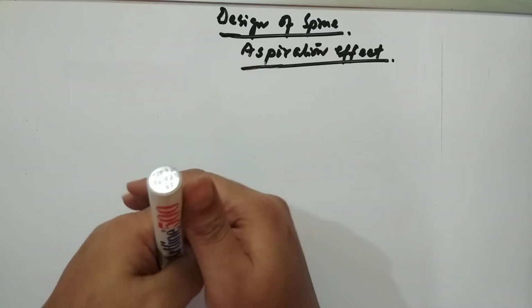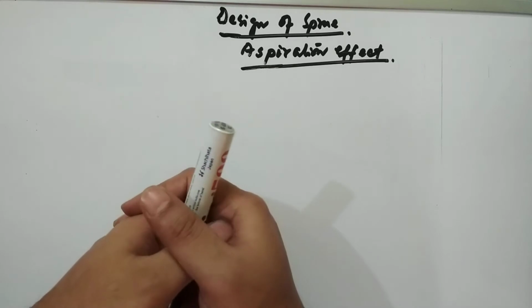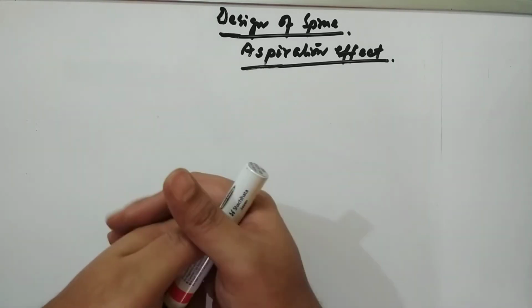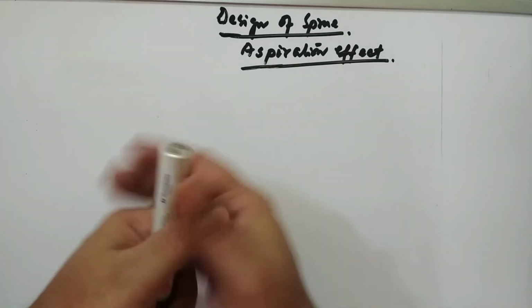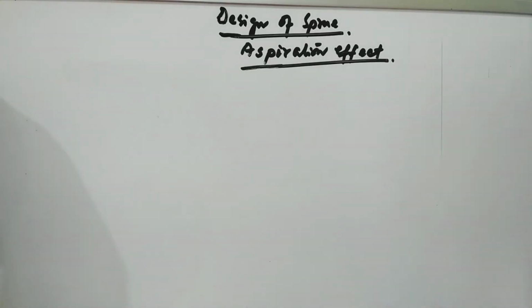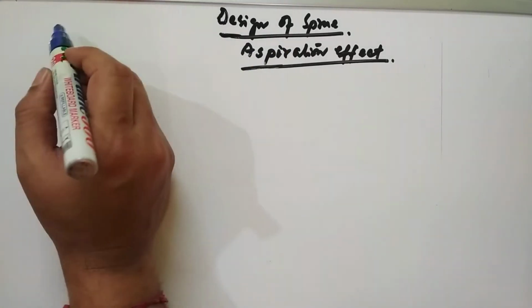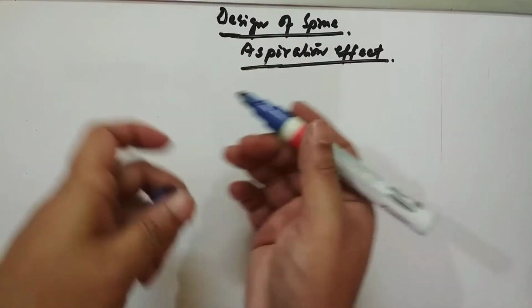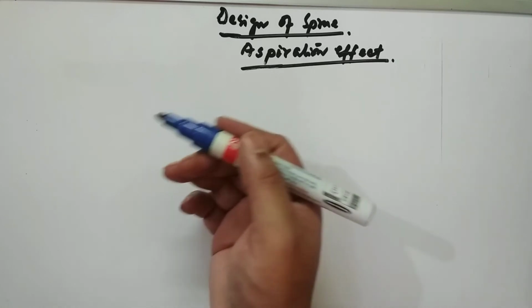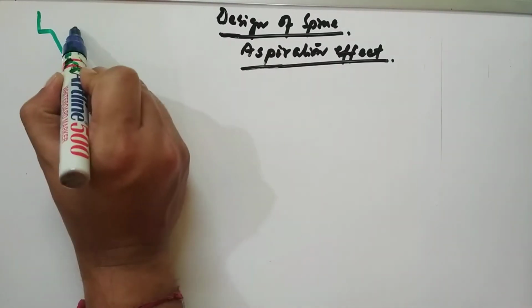So first we will try to design a sprue, understand the aspiration effect as well, and later we will try to solve a numerical based on this particular design of sprue as well. Okay, so let us first start with the basic design of a sprue. You already know what the sprue, runner, gate are. I already elaborately discussed in all my previous videos the pouring basin as well as the sprue, gate, riser as well.